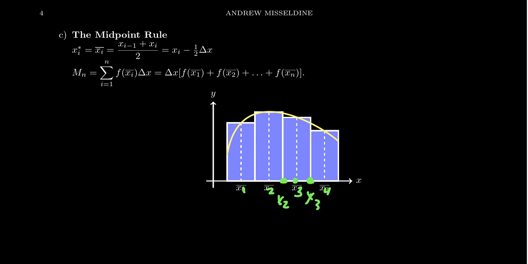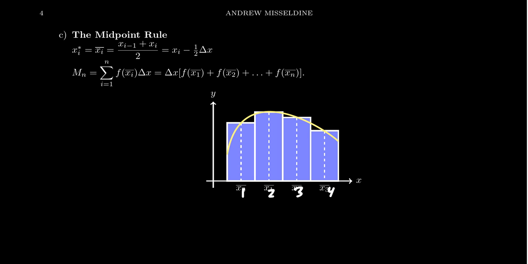And so it's this point in the middle right there. All right, let me erase those things. All right, well, I need to fix my typo right there. Again, this should be x4, x3, x2 bar and x1 bar. My apologies. And so xi bar is just the average. It's just the midpoint of our two endpoints.